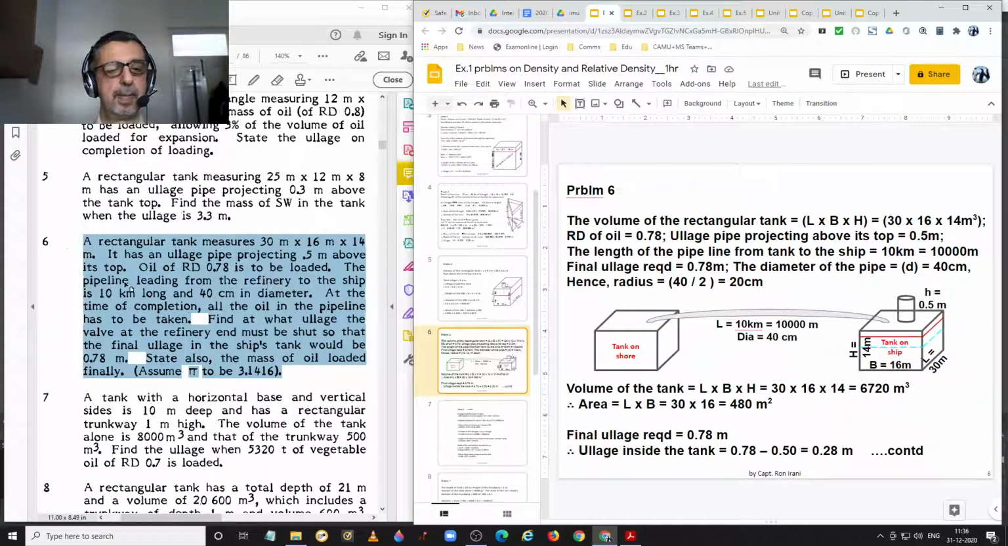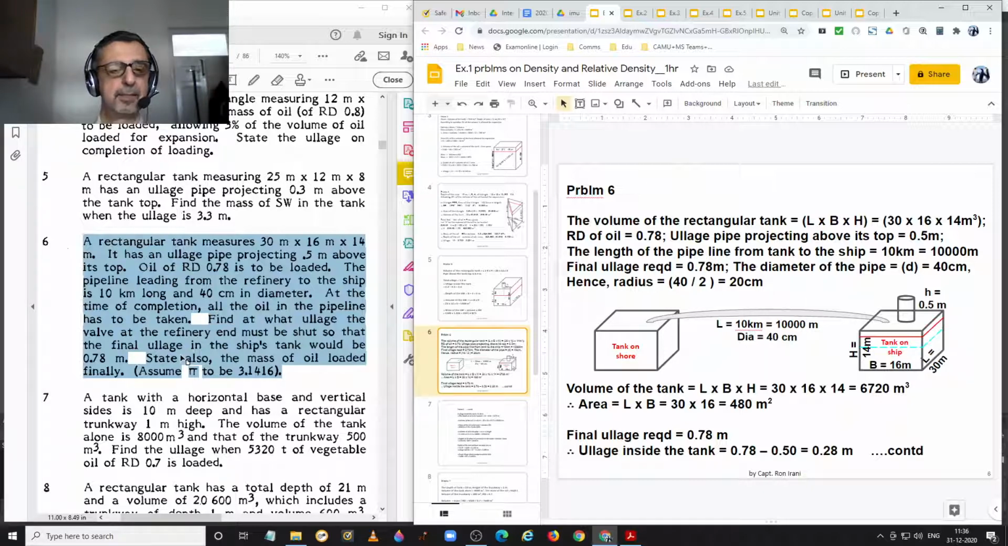There is a pipeline leading from the refinery to the ship, and it is 10 kilometers long and has a diameter of 40 centimeters. This is the tank on the shore at the refinery end. This tank is connected to your ship via a 10 kilometer long pipeline having a diameter of 40 centimeters.